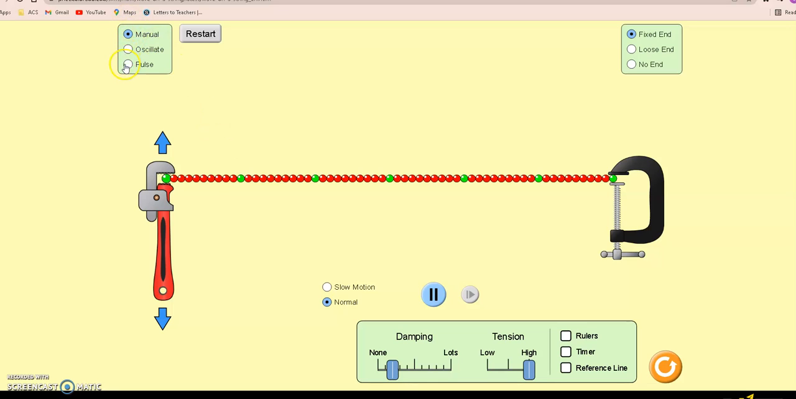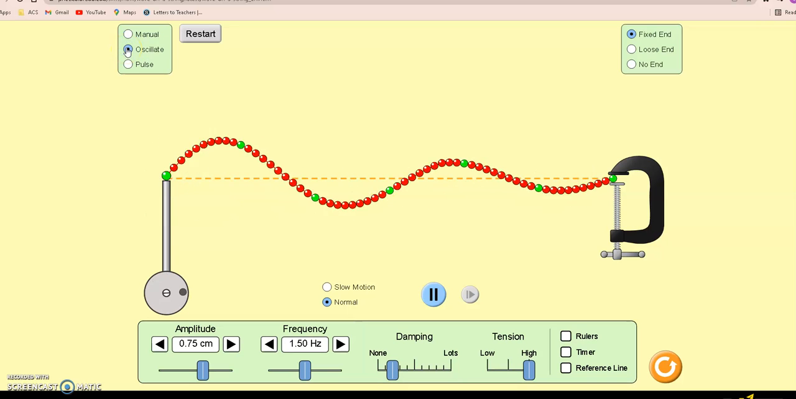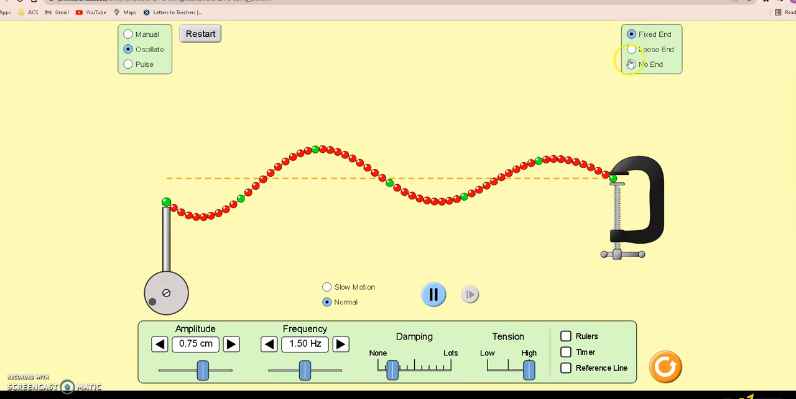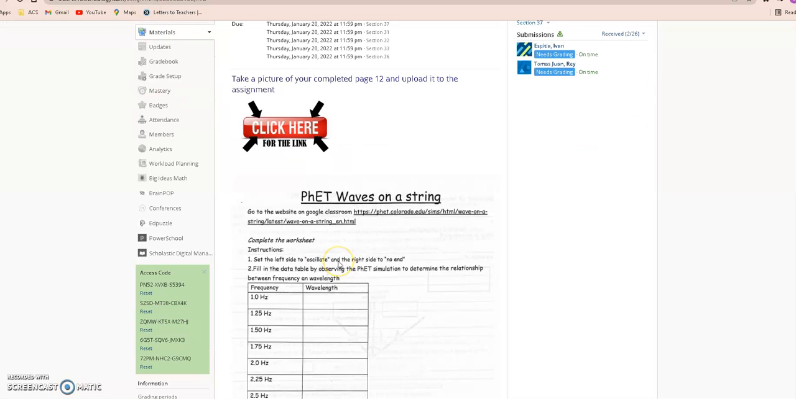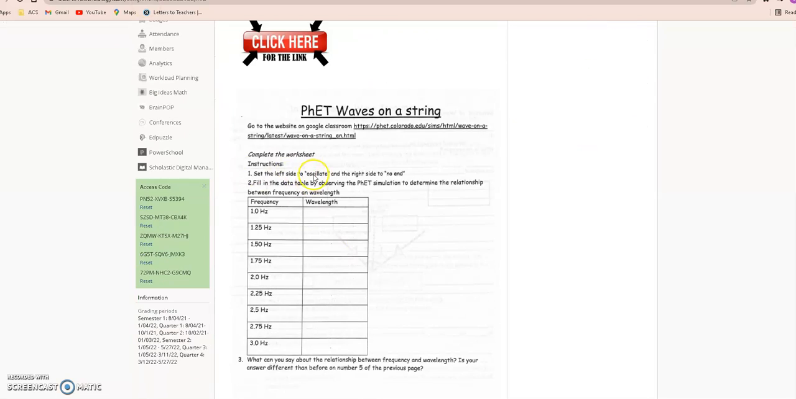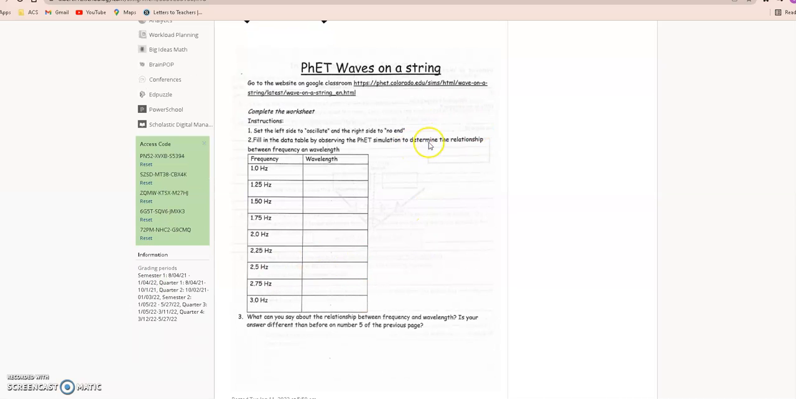It told you on the worksheet to set this side to oscillate and set this side to no end. Also, if you go back to the worksheet, it says set the left side to oscillate, the right side to no end, so we did that. Fill in the data table by observing the PhET simulation to determine the relationship between frequency and wavelength. The whole point of doing this is this phrase right here, to determine the relationship between frequency and wavelength.